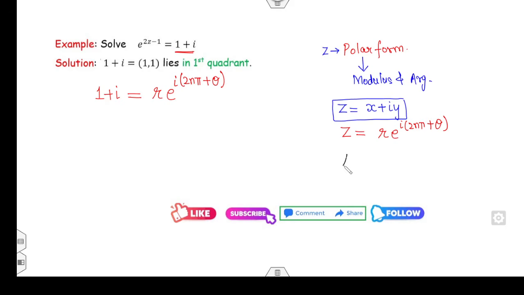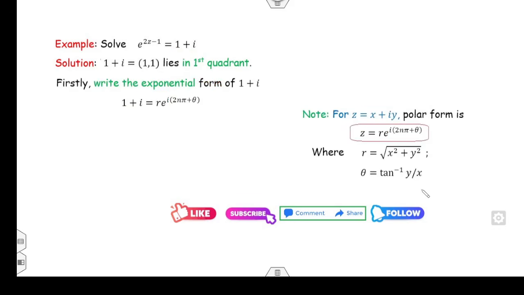Then what is the value of r? r you can write as root of x square plus y square, and theta will be tan inverse y over x. Fine. Now can you calculate the value of r? If you compare the number z is x plus iota y, x is my 1, y is my 1. The number will be root 2.